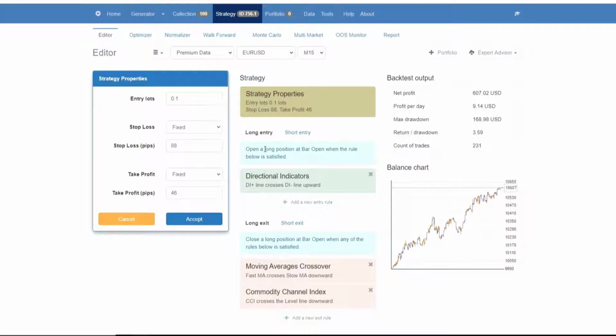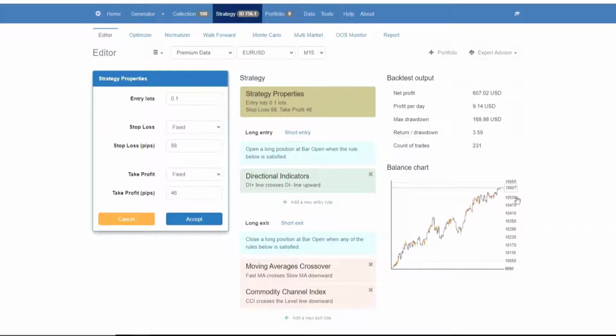For those of you who are not familiar with what a pip is, it is just a unit of measurement that shows you the change in value between two currencies. It is usually the third and fourth numbers after the decimal point, except in the case of currencies that trade the Japanese yen, in which case it is the first and second digits after the decimal point.